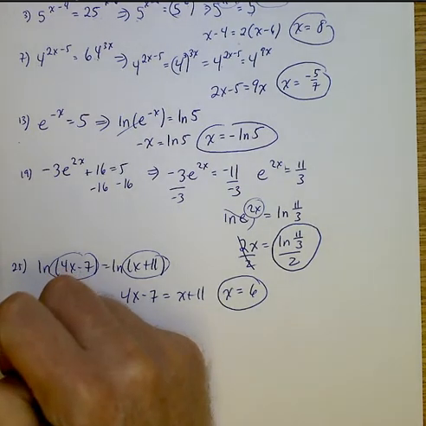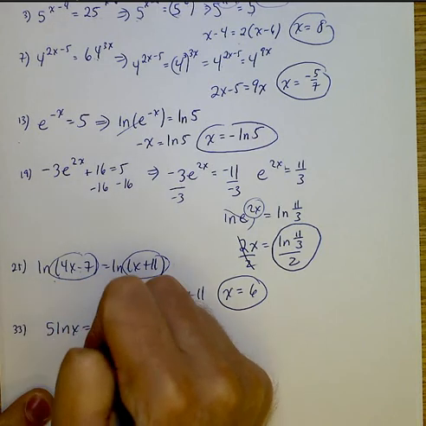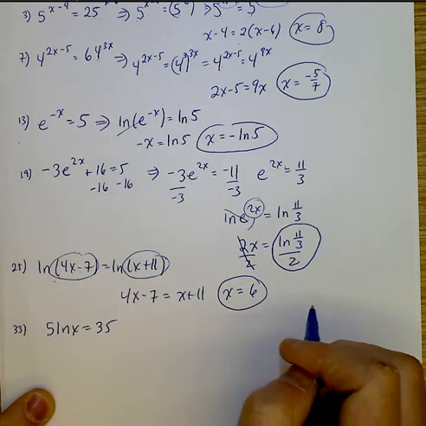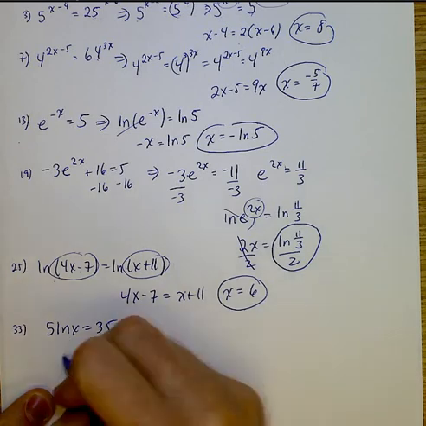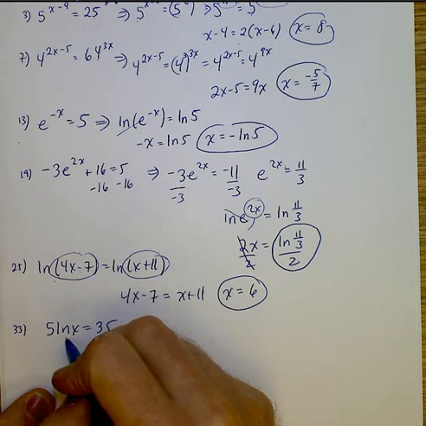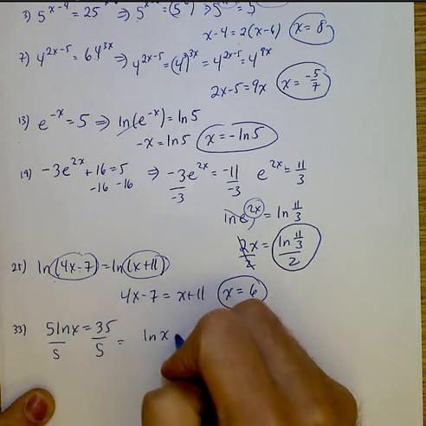All right, let me do one more for you. Number 33. 5 ln of x equals 35. This is not an e problem now. This is a natural log problem. First step, I'm going to try to isolate the natural log, so I'm going to divide both sides by 5. I'm going to get the natural log of x equals 7.